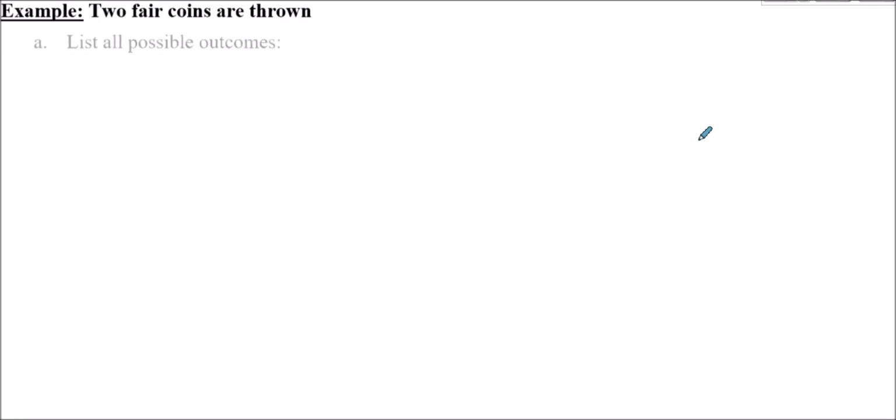So first of all, we could list all possible outcomes. Now, I'm sure you know there's going to be 4 main outcomes. Both could be heads, HH. The first could be a head, the second could be a tail, HT. Or the first could be a tail and the other one could be a head, TH. Or they could both be tails, which is TT.